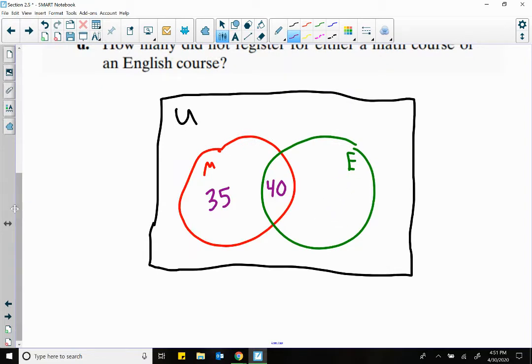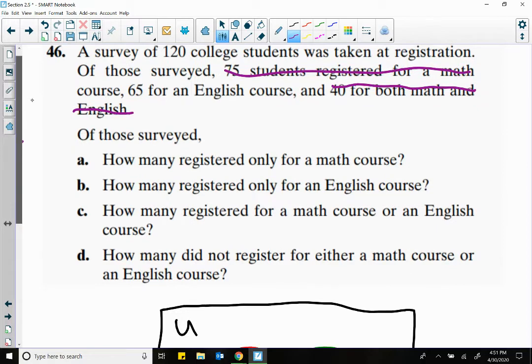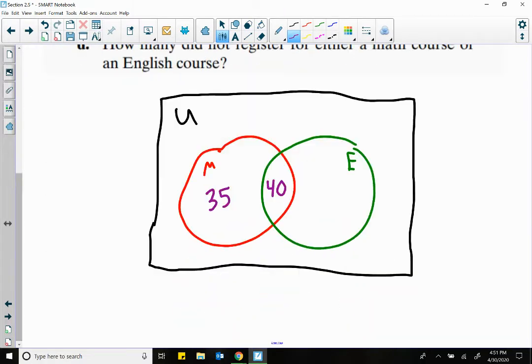Again, it said up above, I believe it was 65. Yes, 65 for an English course. So inside this green circle, between the 40 and whatever's in here, that has to add up to 65, because the entire green circle should be 65 students. Well, 65 minus 40 gives you 25.